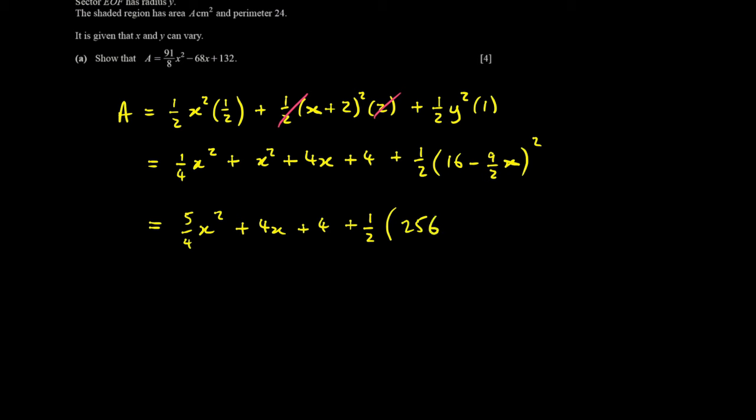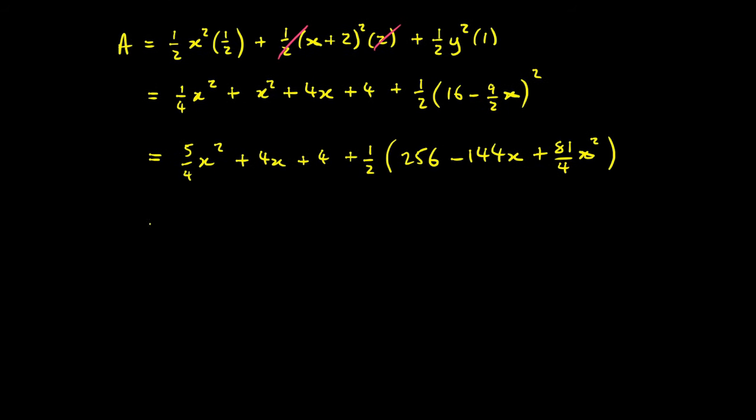And 16 times by 9 upon 2, well, that's going to be the same thing as 8 times by 9, isn't it? Which is 72. We got two of them, so that's minus 144x. And then we've got the negative 9 upon 2x all squared, which is going to be positive 81 upon 4x squared. Okay, then, so let's just keep going nice and patiently through this. I think patience is the key. Okay, so we get that. Let's expand everything through by 1/2. So 256 divided by 2 is 128, minus 72x, plus 81 upon 8x squared.